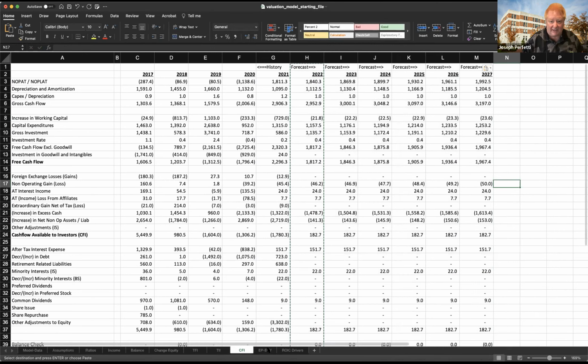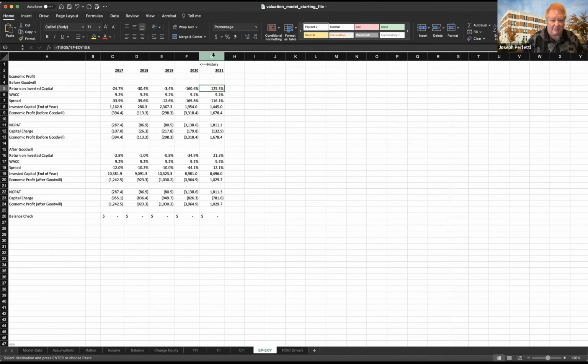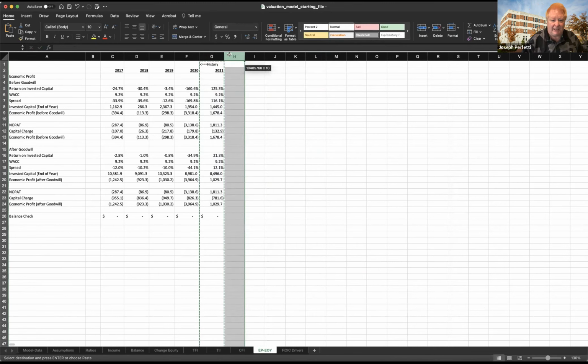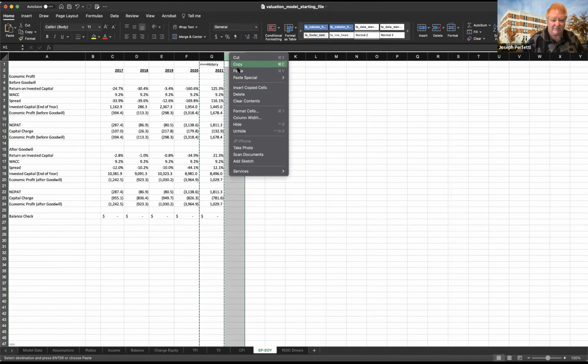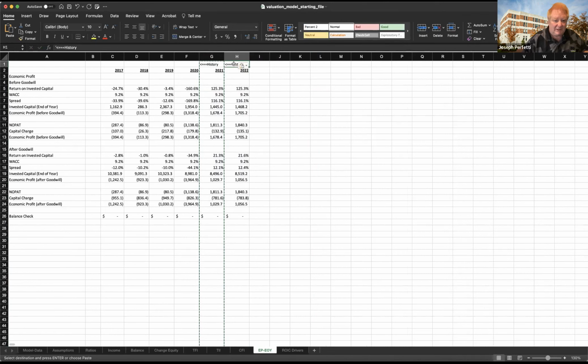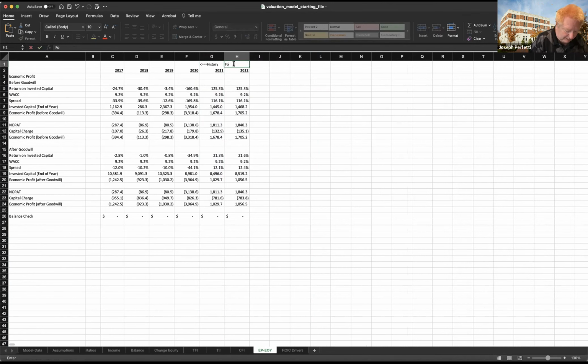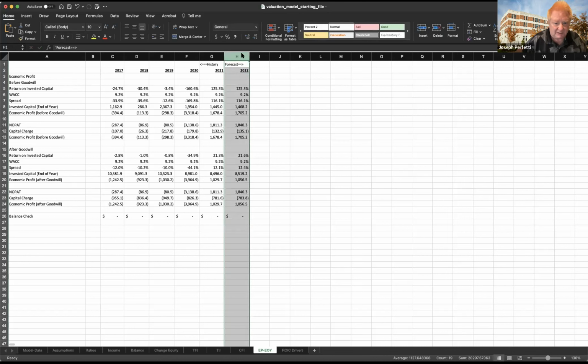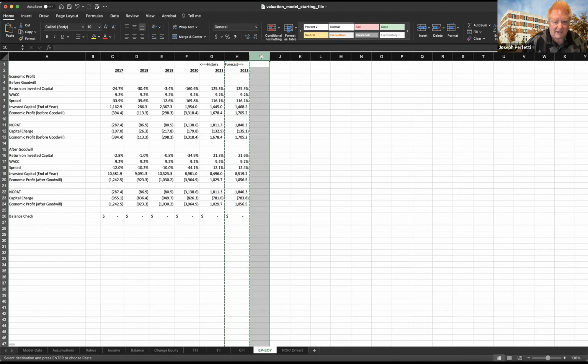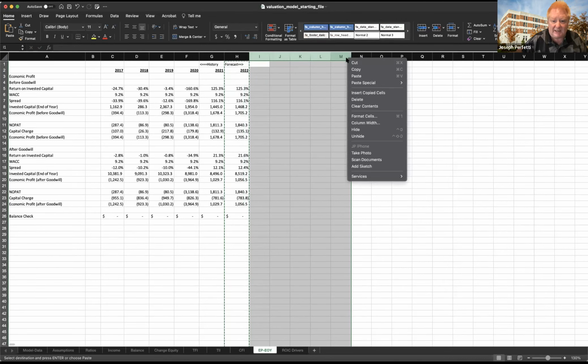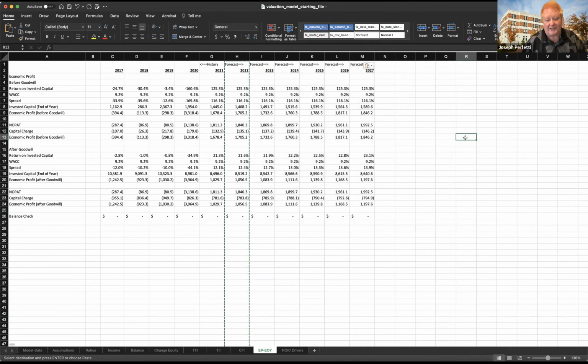And finally, economic profit. Take column G, copy it, go to column H, paste it, flip the history to forecast again for labeling purposes. Take column H, copy it, go to column M, paste it, and I now have 6 years worth of forecasted economic profits, which balance for Nokia.